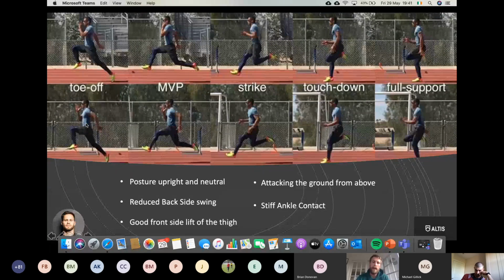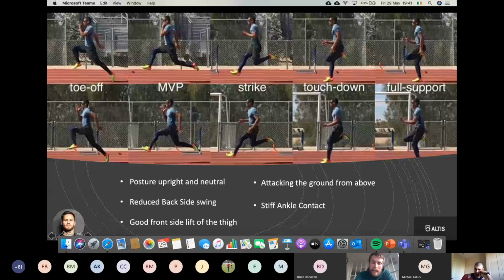Okay, so nice upright posture. Second important thing to watch is your reduced backside swing. If that heel is staying really high out behind the body, just where Paul's tracking it there on the mouse, that is not what we're looking for.